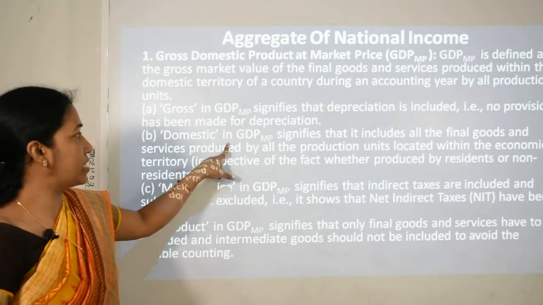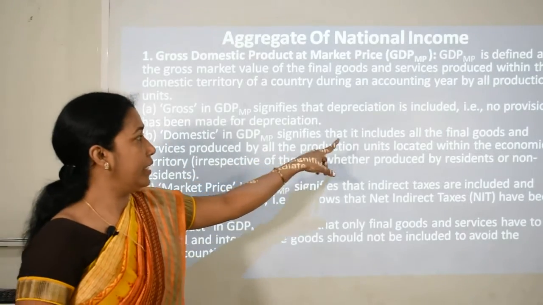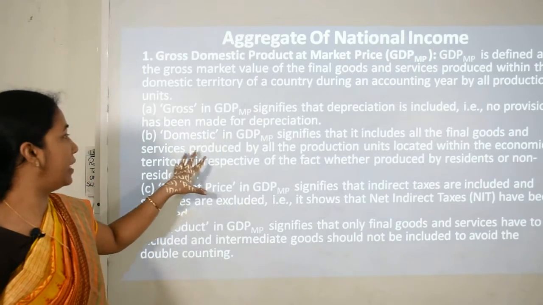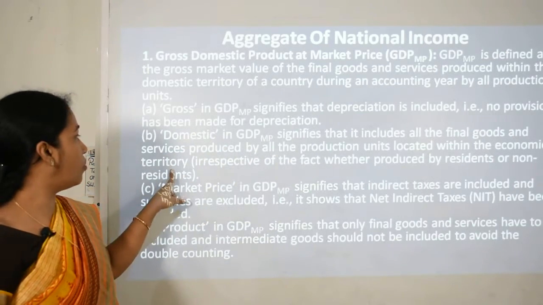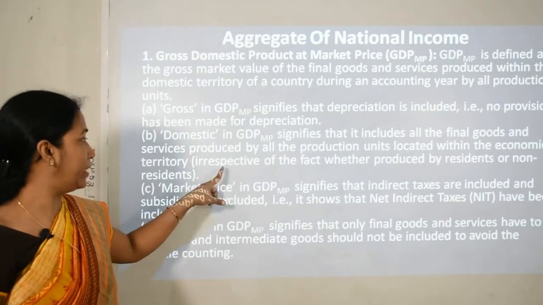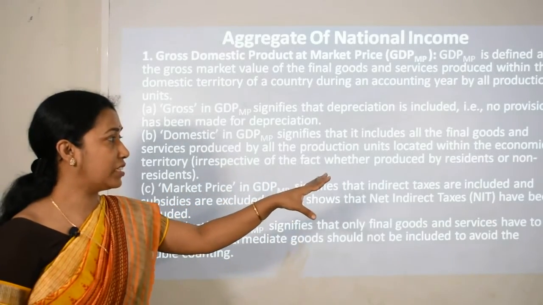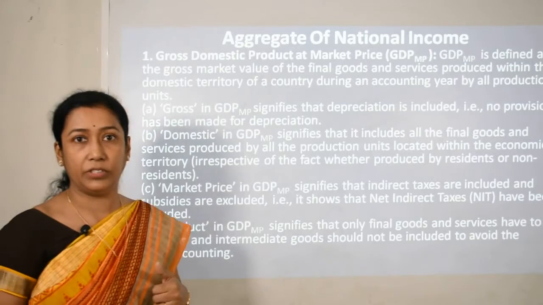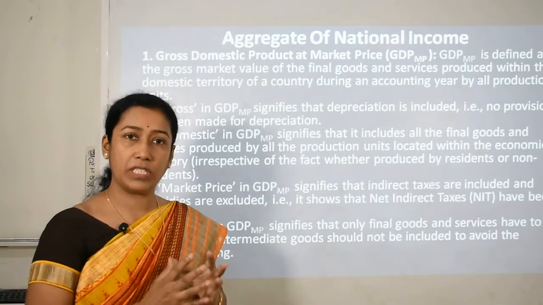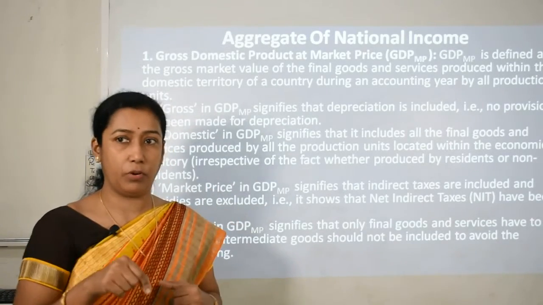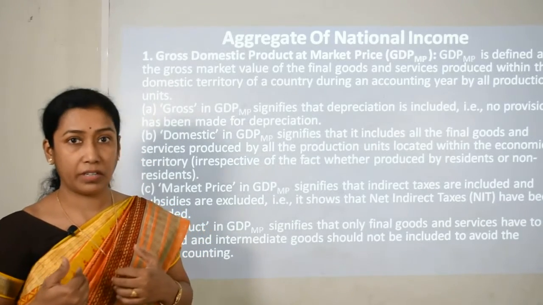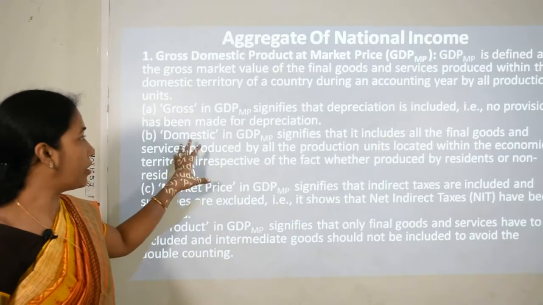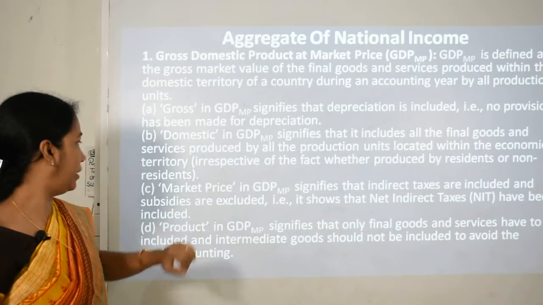Domestic in GDP MP signifies that it includes all final goods and services produced by all the production units located within the economic territory, that is domestic territory, irrespective of whether it is produced by residents or non-resident Indians. That is, all the goods and services which are produced within the geographical boundaries, whether by the residents of the country or non-residents, that is NRI, will be included here in the GDP at market price.